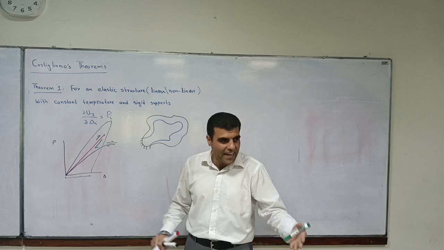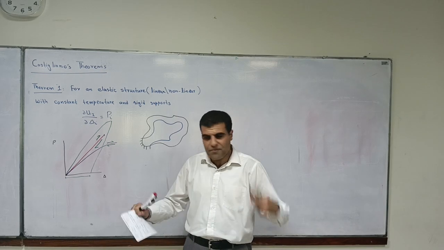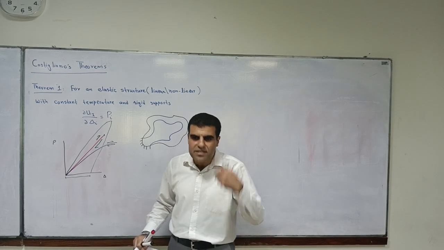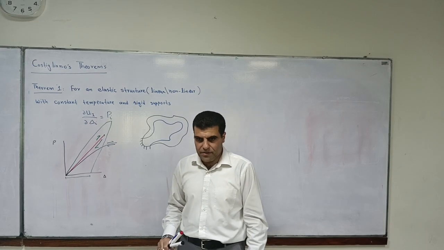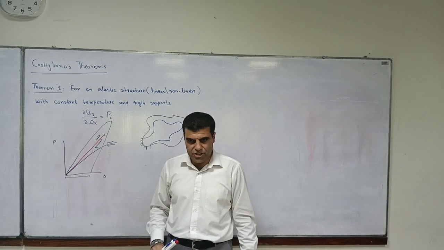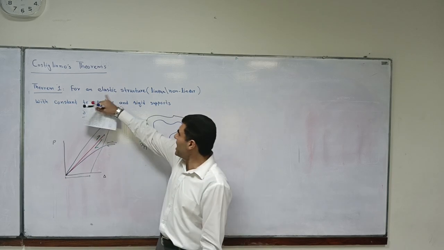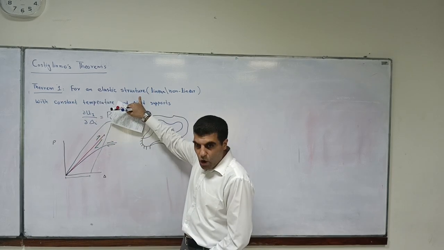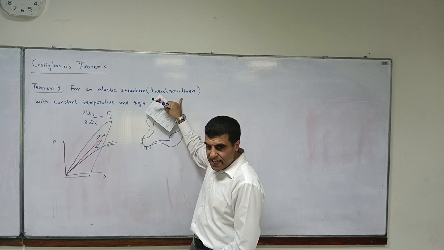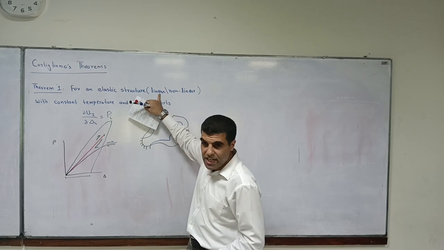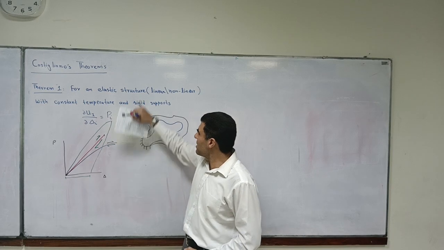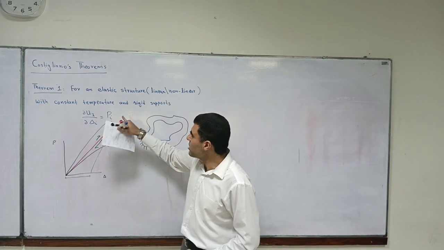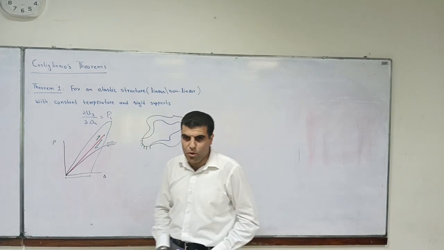In other words, the final displacement, the final length of the wire, is bigger than the original length. So that is a plastic structure. For an elastic structure, which can be linear or non-linear, in this course we are just dealing with the linear. So an elastic linear structure with constant temperature and rigid supports.